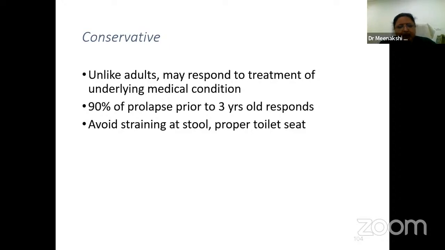And 90% of the prolapse we get is in the less than 3-year-old age group, and mostly they are associated with either very severe constipation or post diarrhea. In the pediatric population, they should not have straining at stools, and they should have proper toilet seats. So that is very, very important.